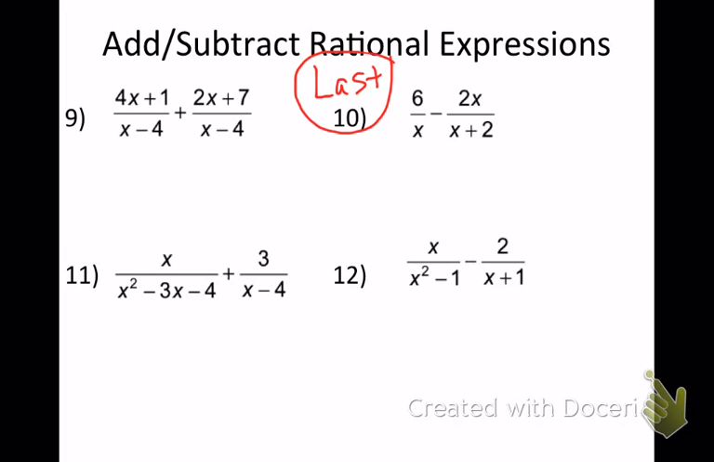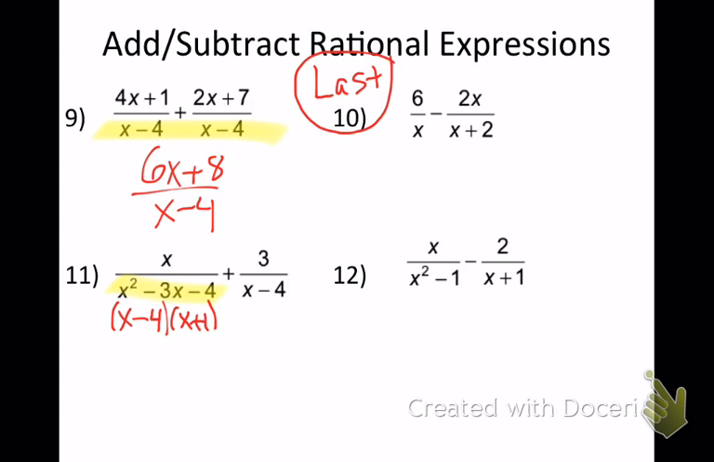All right, number 9. What's good about number 9? We like this problem. Common denominators. Hannah, what's my answer number 9? 6x plus 8 over x minus 4. Nice job. 6x plus 8 over x minus 4. I'm going to skip 10. We'll do that last. 11. Notice on number 11, you'd want to factor the denominator on the left side first here. When I factor that, I get x minus 4 and x plus 1.